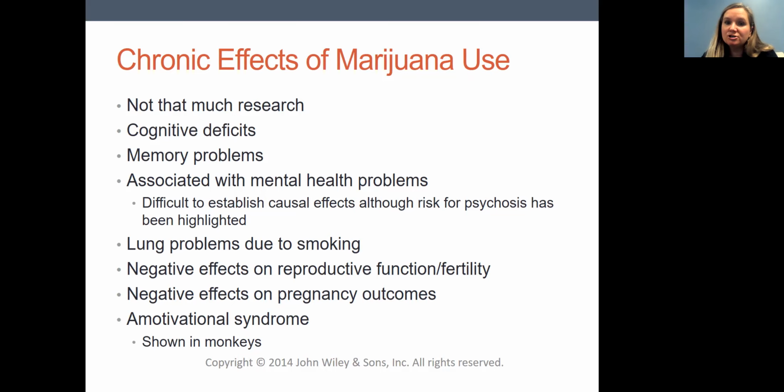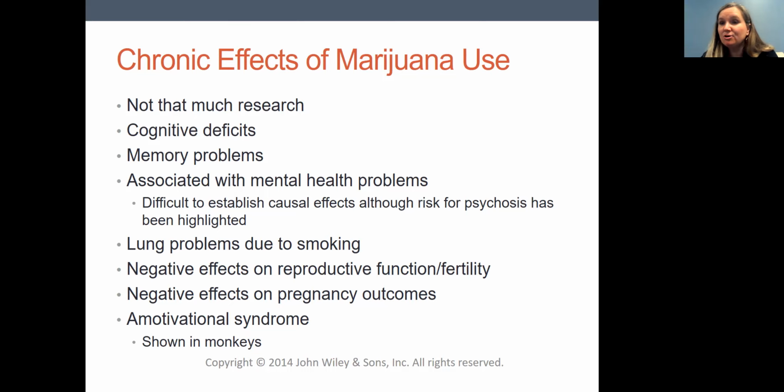Lung problems may occur due to smoking, just like smoking cigarettes is associated with health problems in the lungs. There are also negative effects on reproductive function and fertility. And so if individuals want to have children, the use of marijuana would be potentially a deterrent from getting pregnant. There are negative effects on pregnancy outcomes, and just like with smoking cigarettes, you see some small birth weight and things like that.